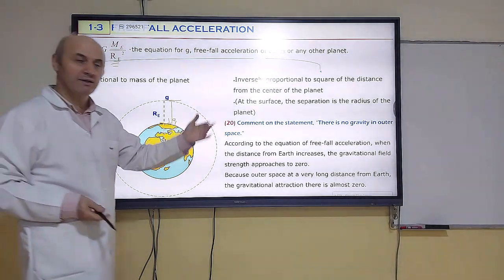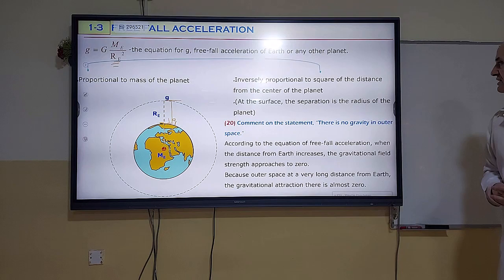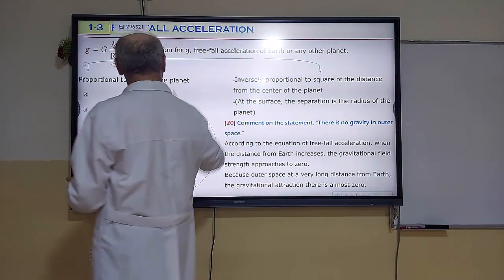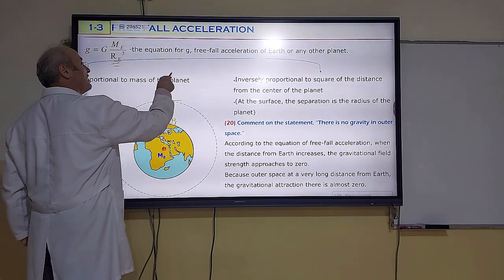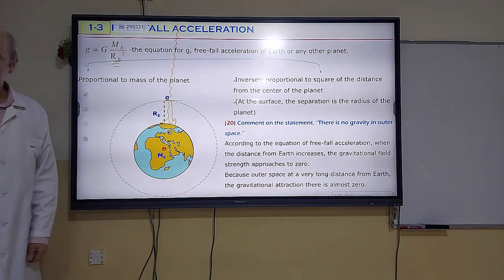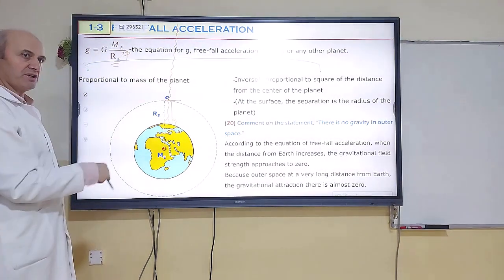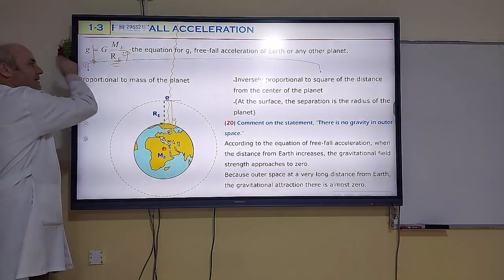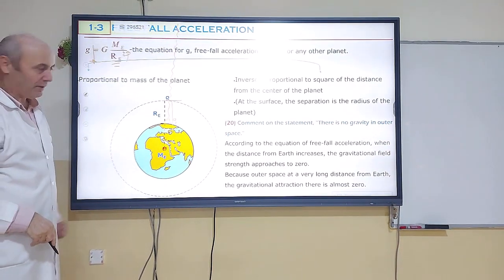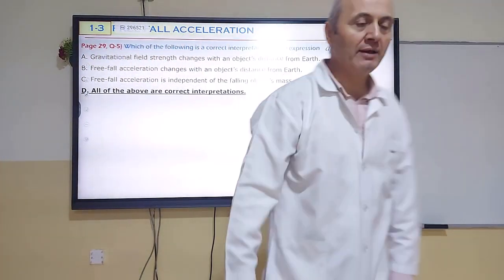Okay, and this is one of the chapter questions. Comment on the statement: there is no gravity in outer space. What does it mean? When talking about outer space, you are moving far, far away from Earth. That's why r becomes such a big number, which results in the gravitational field strength being a very small number. Am I right, Sham? Yes. Good. And with this, we are going to finish.